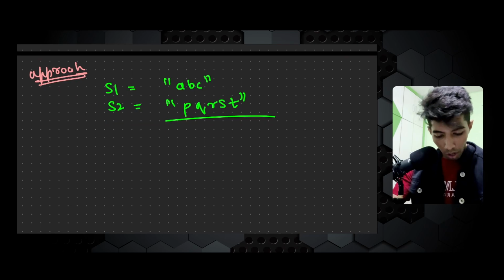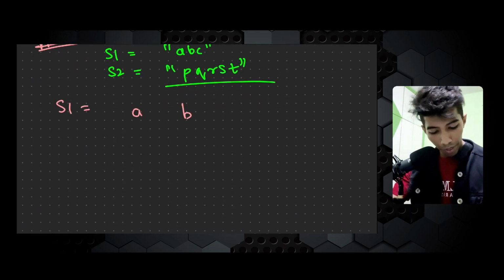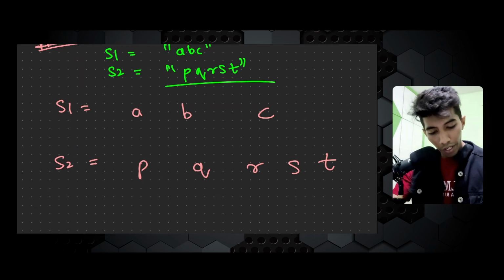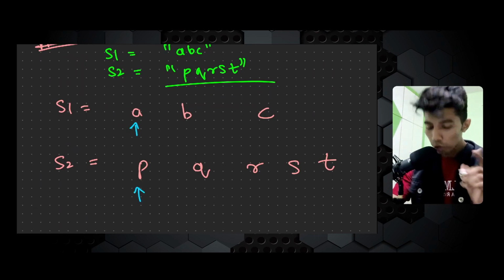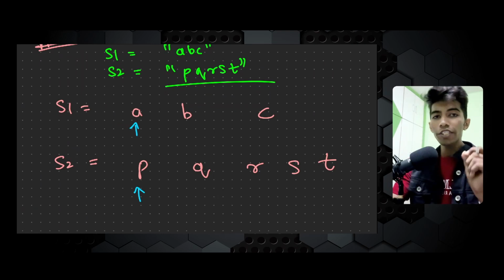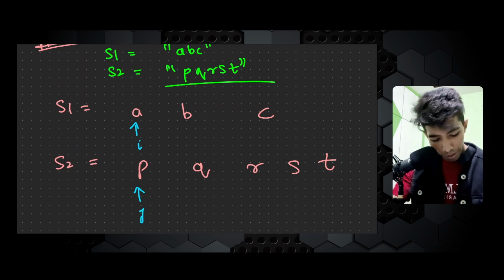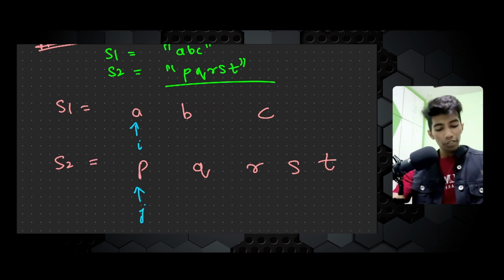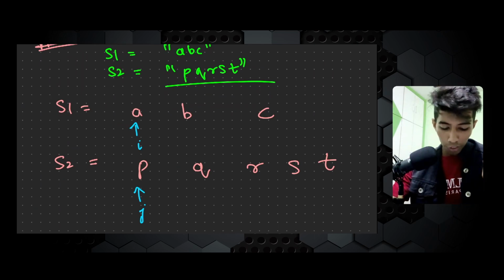Okay. Now what I will do, simply: A, B, C is S1, and S2 will be P, Q, R, S and T. Starting from here and here, I will take two pointers first. Understand this. I will take two pointers. One will be my I pointer, one will be my J pointer. Easy guys, very easy. One will be my I pointer and one will be my J pointer.